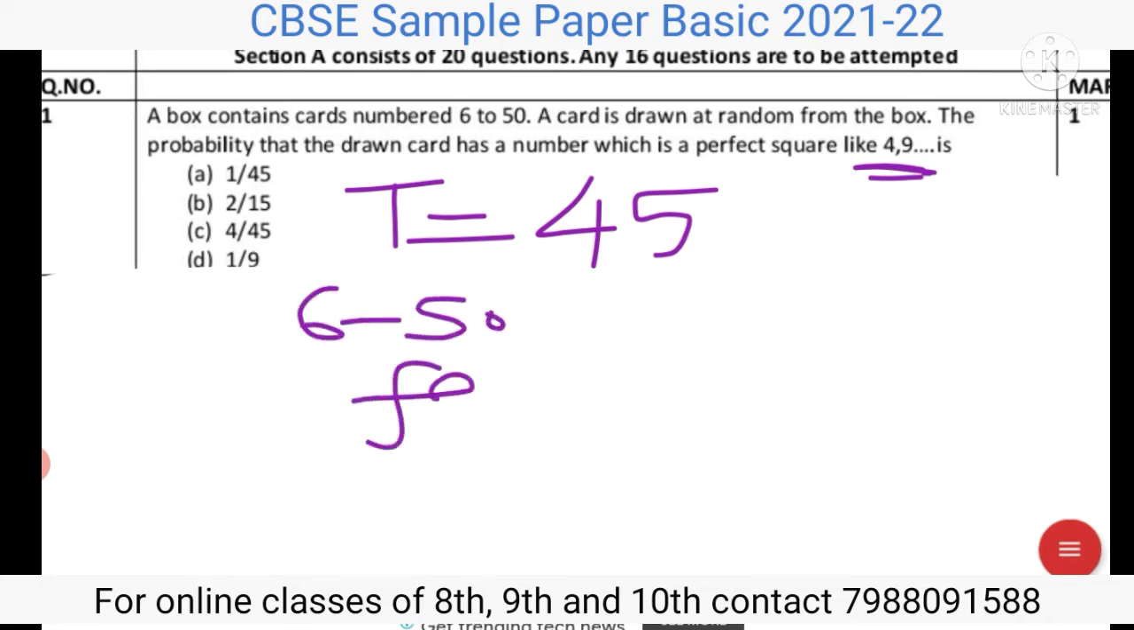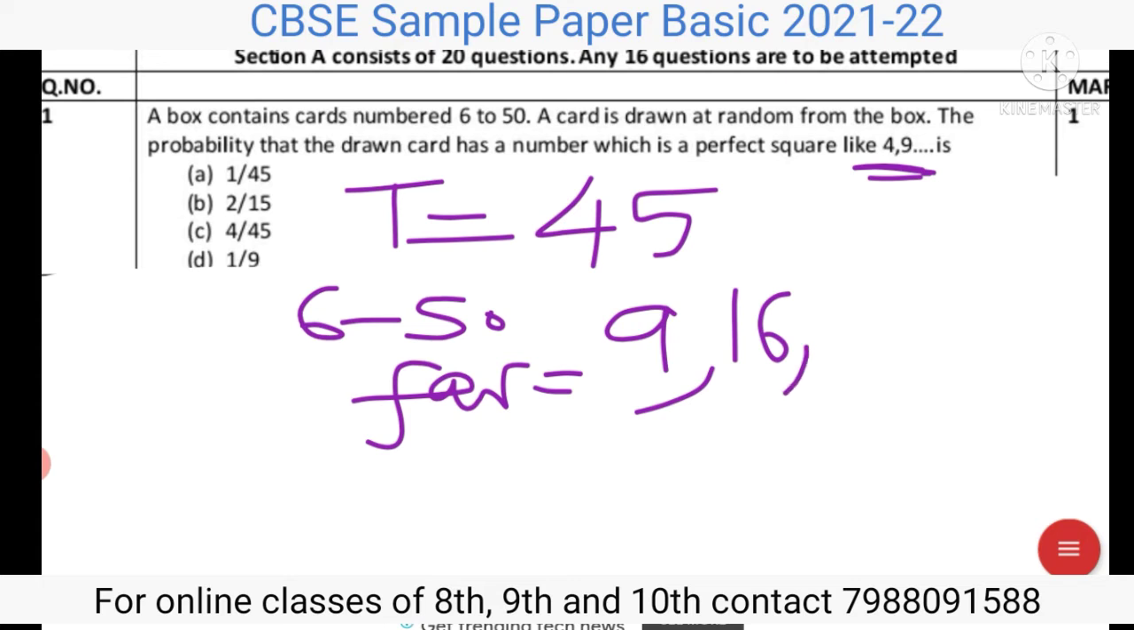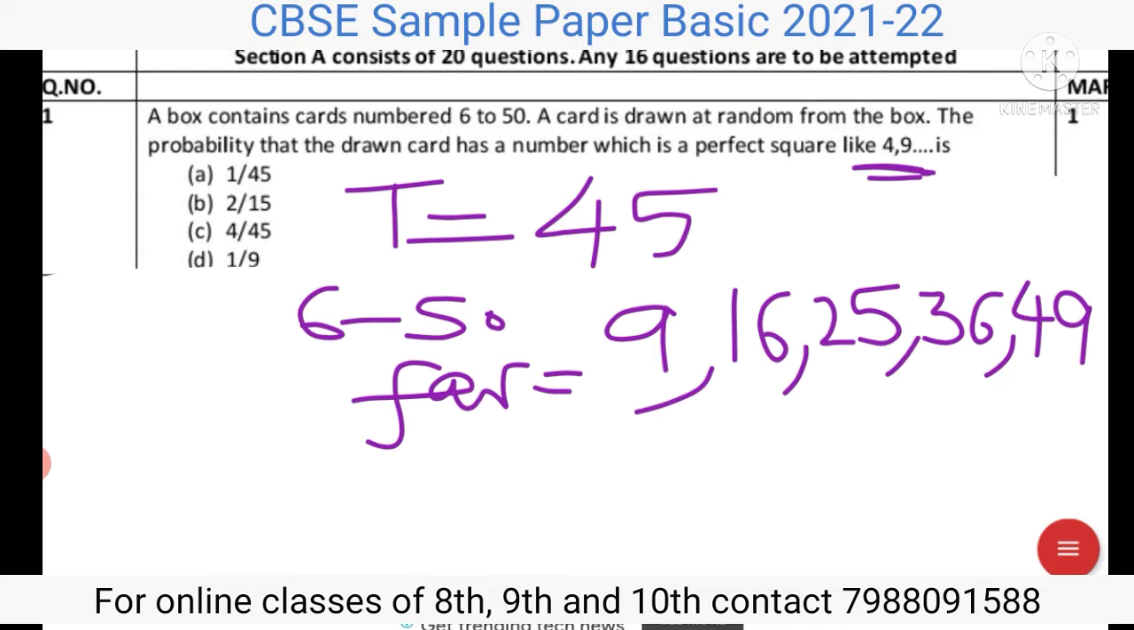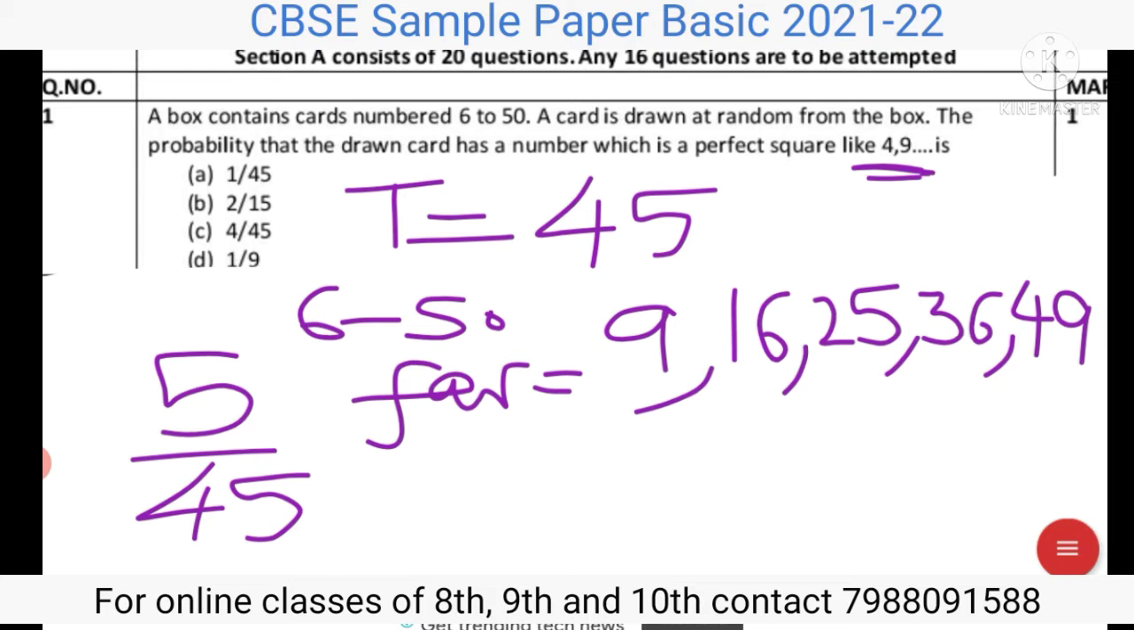So our favorable cases are: first, perfect square is square of 3, that is 9. Then square of 4, that is 16. Then square of 5, 25. Square of 6, that is 36. And square of 7, that is 49. So these 5 are the favorable cases. So our answer becomes 5 by 45, which on cancellation gives 1 upon 9, and hence D is the correct option.